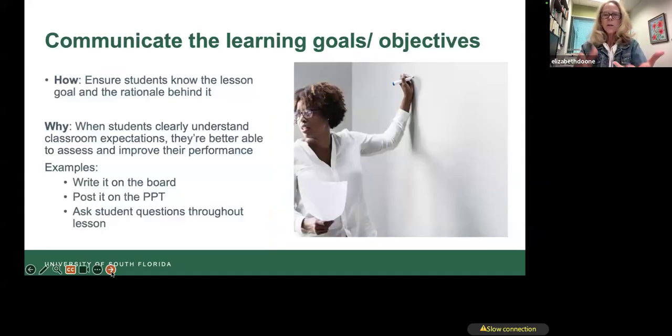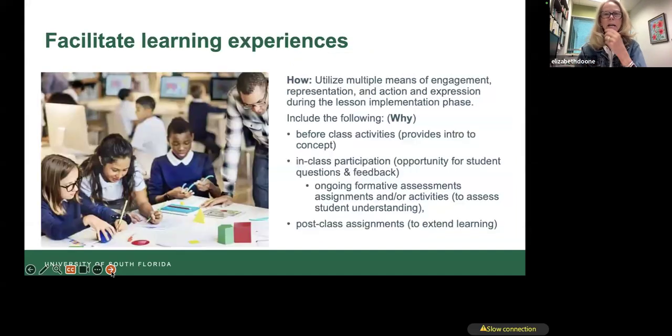So let me show you. So here's a teacher. She's going to write the goal of the lesson on the board. You can write it on the board. You can post it on a PowerPoint. You can ask students questions about it throughout the lesson to make sure we know, what are we learning today? Oh, about pollution. What are the causes of pollution? And we're going to keep reiterating that so our students understand our expectations, but also what their goal is. Why are they learning this?